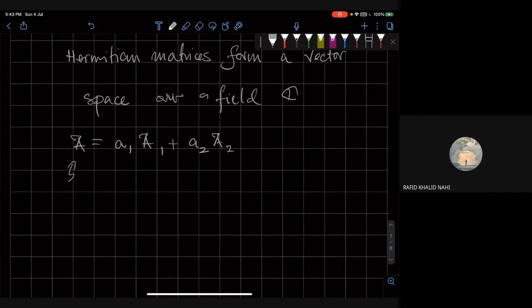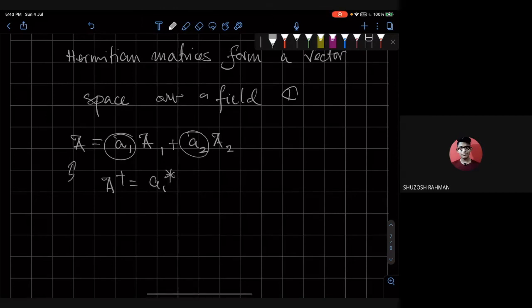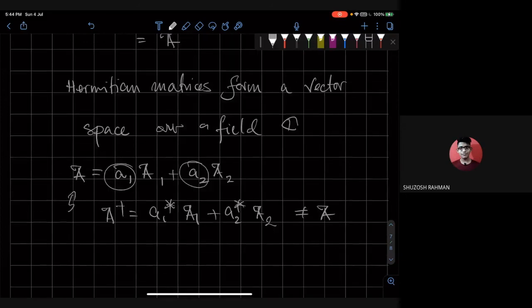No. Why is it not Hermitian? If we use dagger on both sides, then the complex i would become minus i. So a1 will become a1 star, a2 will become a2 star, right? A dagger will become a1 star A1, but A1 is Hermitian, so that will stay. A2 will become a2 star A2. So this is not equal to A. Therefore, Hermitian matrices will not form a vector space, that is a closed set, over the field C.